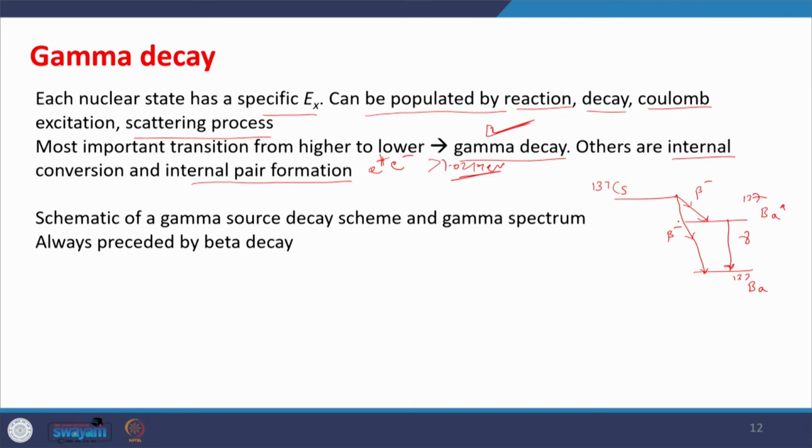So, this is a schematic of a gamma source decay scheme, and in due course I will explain how a gamma spectrum looks. Okay? This is not of our interest at this stage. Now, remember this gamma emission, when we test the detectors in the laboratory, is always preceded by the beta decay. Okay? And the difference between X-rays and gamma rays is basically the origin, though both are part of electromagnetic radiation. Gamma rays are because of nuclear processes, whereas X-rays are emitted because of atomic processes, rearrangement of the electrons in the shells.